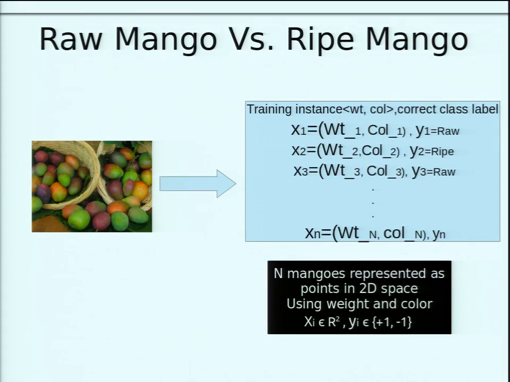So we converted the mangoes to tuples of weight and color, and in the training data, we also give the computer whether each mango is raw or ripe. So the feature vector xi is followed by yi, which is the class label in this particular case. And the training data comprises x1, y1, x2, y2, x3, y3, and so on, each mango and whether it's raw or ripe.